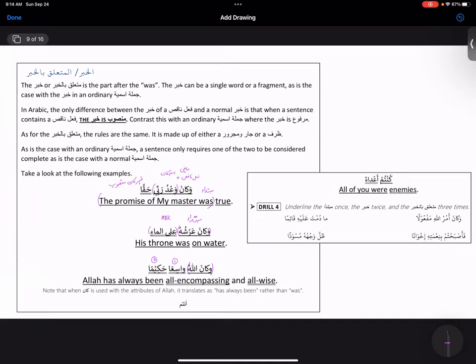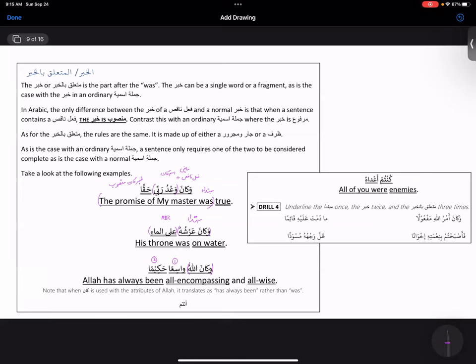Now khabar and mutalliq bil khabar. The khabar or mutalliq bil khabar is the part after the was. The khabar can be a single word or a fragment, as is the case with the khabar in an ordinary jumla ismiya. In Arabic, the only difference between the khabar of a fi'l naqis and a normal khabar is that when a sentence contains a fi'l naqis, the khabar is mansub. Contrast this with an ordinary jumla ismiya where the khabar is marfu.